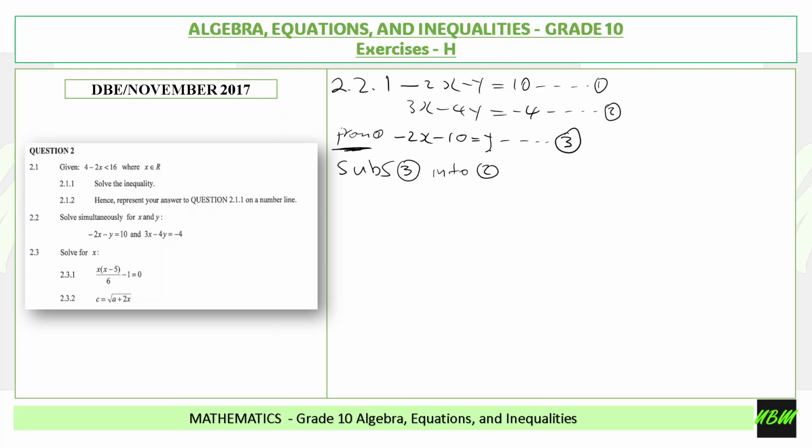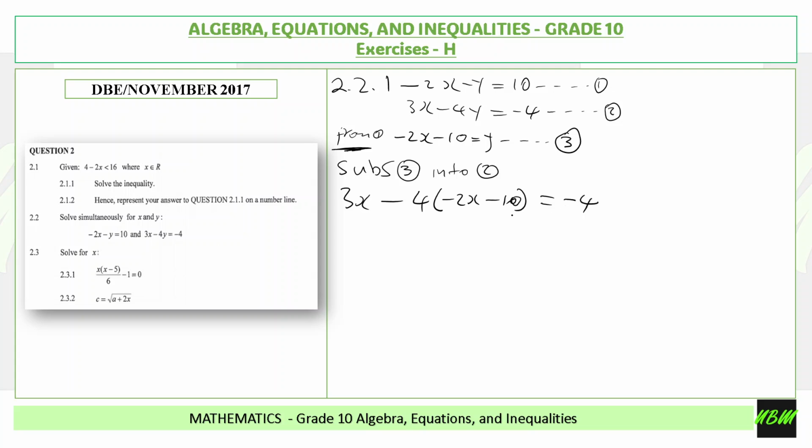This is minus 2x minus 10 is equals to y. Not the equation where this equation comes from. Equation 3 comes from manipulating equation 1. So we substitute equation 3 into the other equation, which is equation number 2. Meaning, where we see y in equation number 2, we substitute minus 2x minus 10. So let's go to equation number 2. 3x minus 4y, but where we see y, we are now going to substitute minus 2x minus 10, and then is equals to -4.